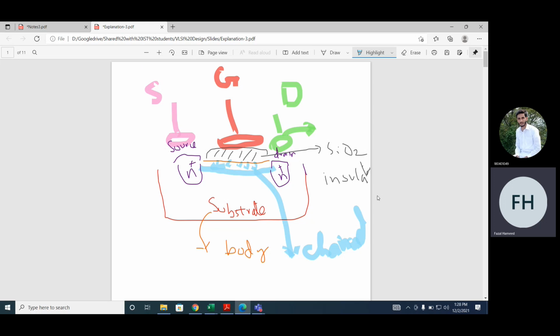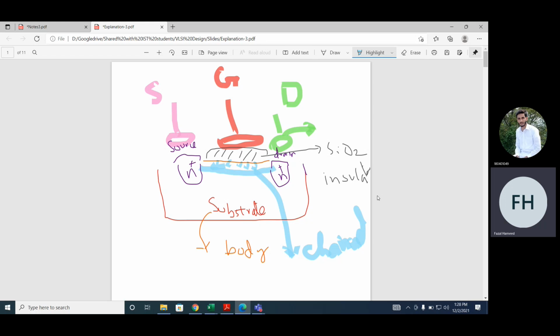Okay. So the minimum amount of voltage for the channel creation is called the threshold voltage. The minimum amount of voltage that is applied at the gate terminal for the channel formation is called the threshold voltage.